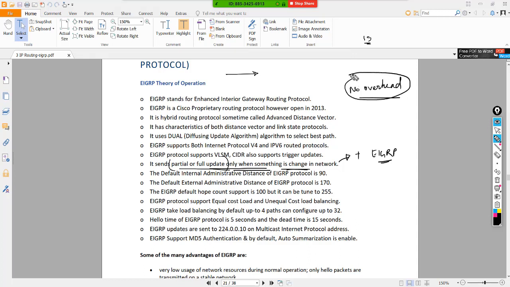So that's improvising your resources inside your routers. Okay, there is no extra overhead over there.